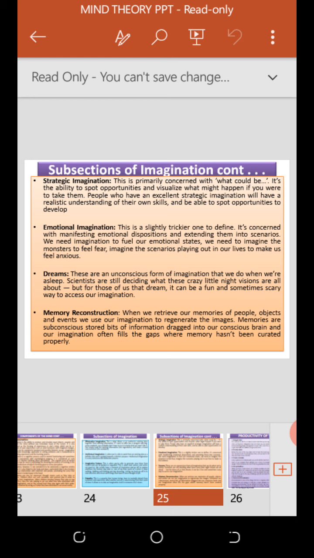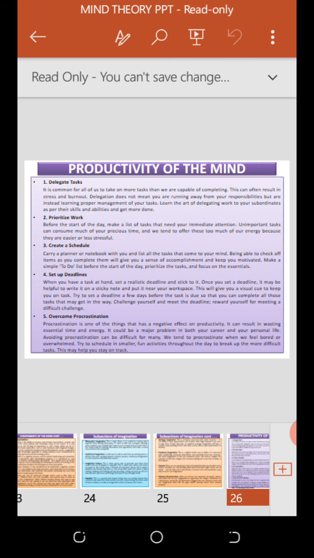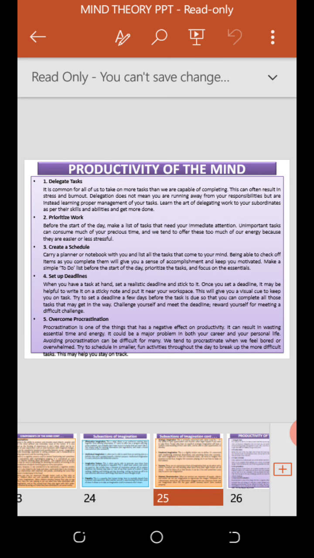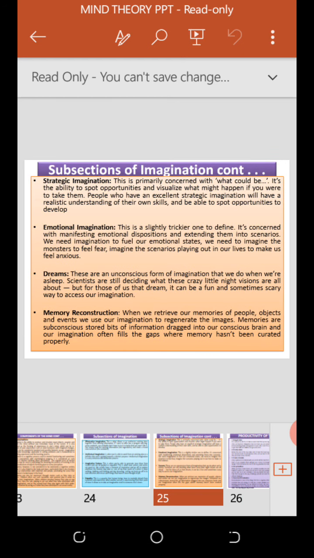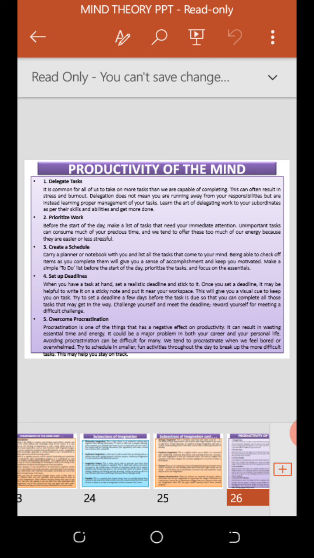Then the last one here is memory reconstruction. Memory reconstruction is the habit of regenerating images from the subconscious mind to the conscious mind. When you have all these, they are under the subsections of imagination. Then lastly, on the theory of the mind, what is the productivity of the mind? How can you make your mind to be productive?